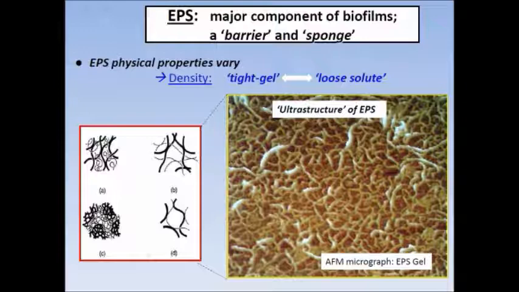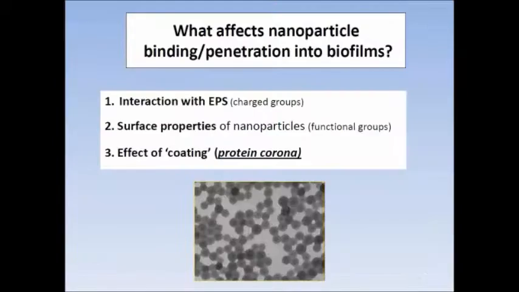It could range from totally dissolved molecules floating in the water, a lot of the DOC in oceans is EPS, to very tight gels that can't be penetrated by even antibiotics. And so the bacteria are manipulating this matrix to some extent, at least, to protect themselves and afford themselves adaptations.